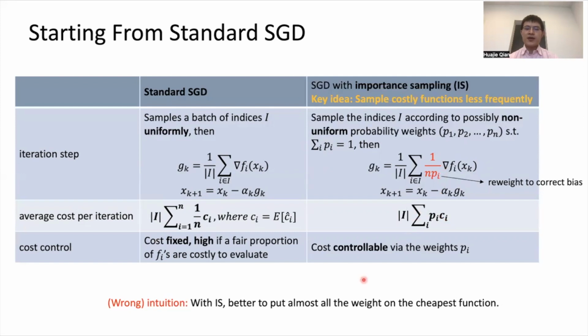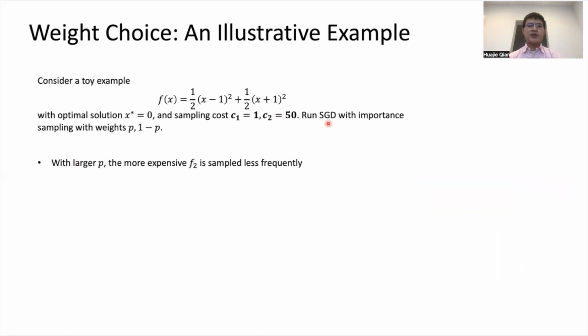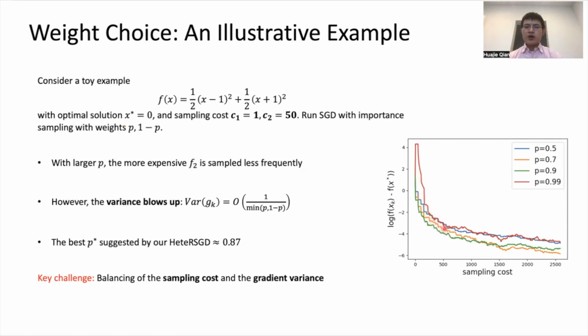So based on this kind of idea, a straightforward intuition is that the optimal choice is to put all the weights on the cheapest function. Here is a very simple example to illustrate that such kind of intuition is wrong. We'll consider an example with two components, and the sampling costs for the components are 1 and 50 respectively. So the second component is more expensive. According to our previous intuition, we should use a large value for P so that the second component is sampled less frequently. Now we plot the error of the solution with respect to the total sampling cost. And we see that as P increases, the performance first improves, but when P is too large, the performance is no better than standard SGD or even worse.